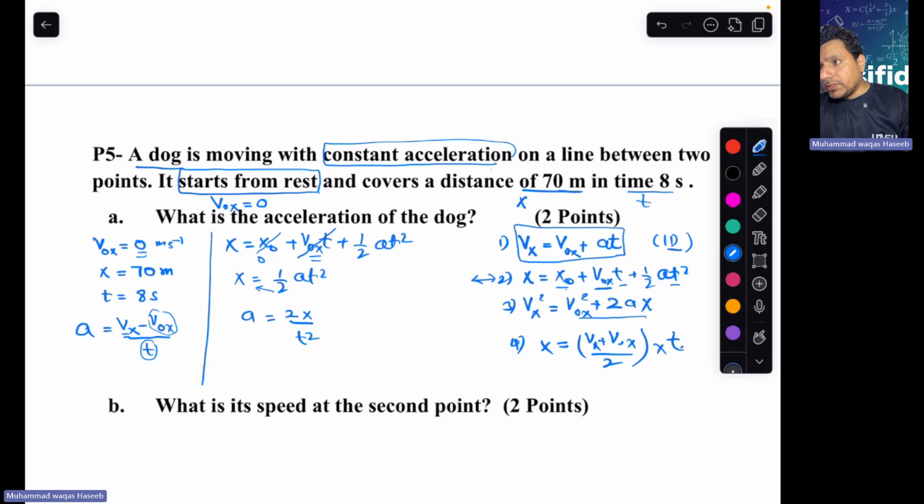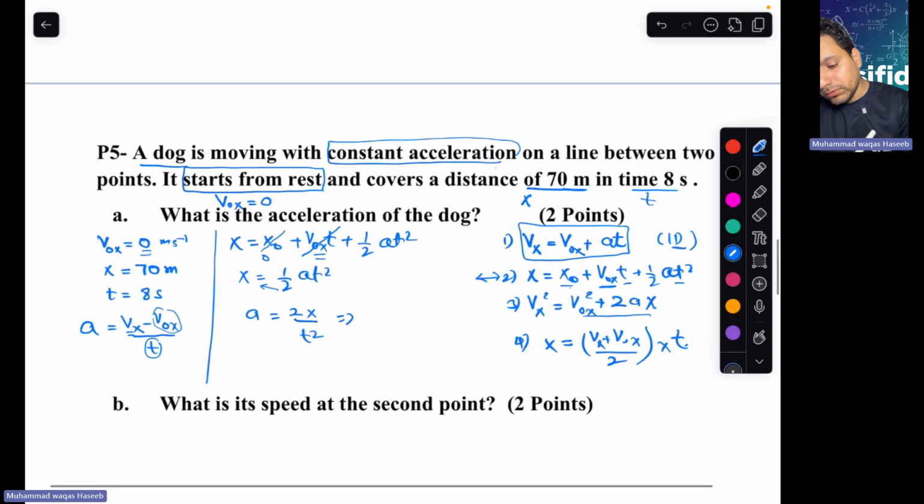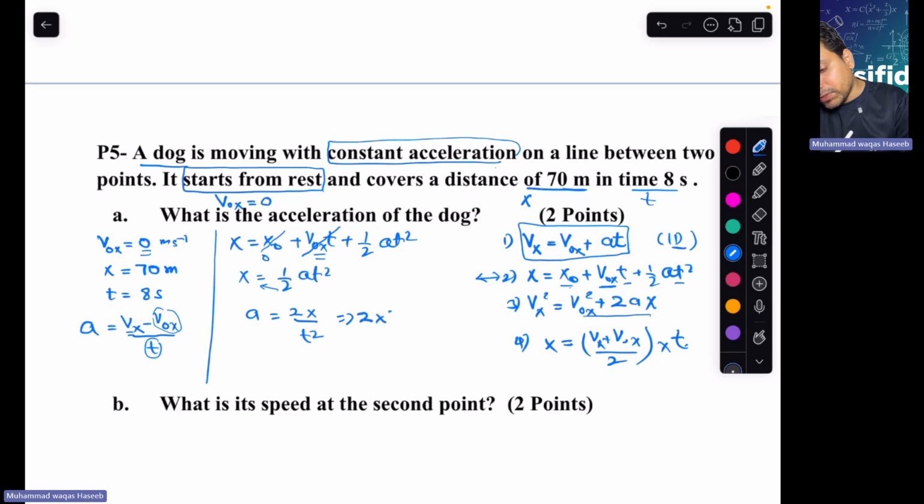When you substitute the values, you will get the acceleration. So 2 multiplied by 70 divided by 8 squared, we get an acceleration of, I think, 2.19 meters per second squared. So this is the acceleration we get.